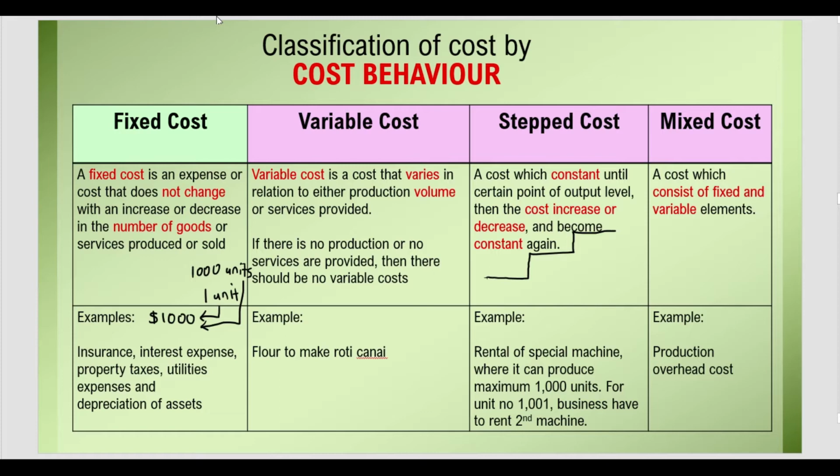Now, when you are producing 2 roti canai, 2 pieces, you will incur 40 cents. If the company produces 100 pieces, can you calculate how much is the total variable cost incurred? Yes, it should be $20.